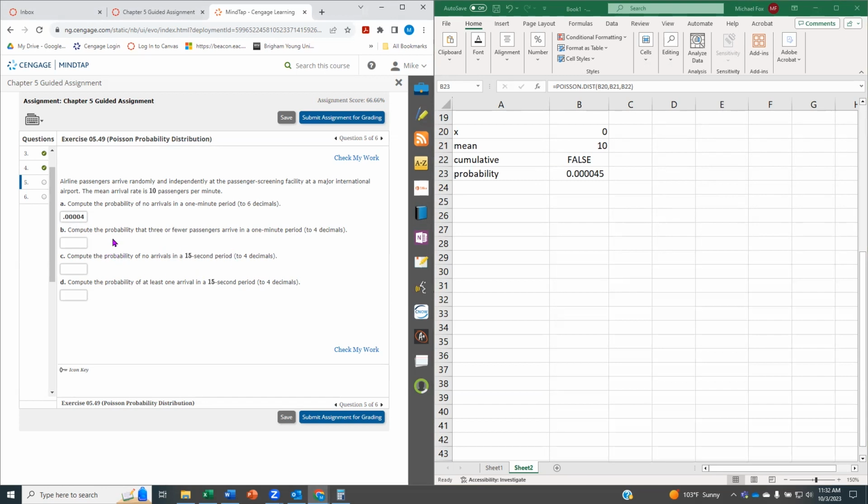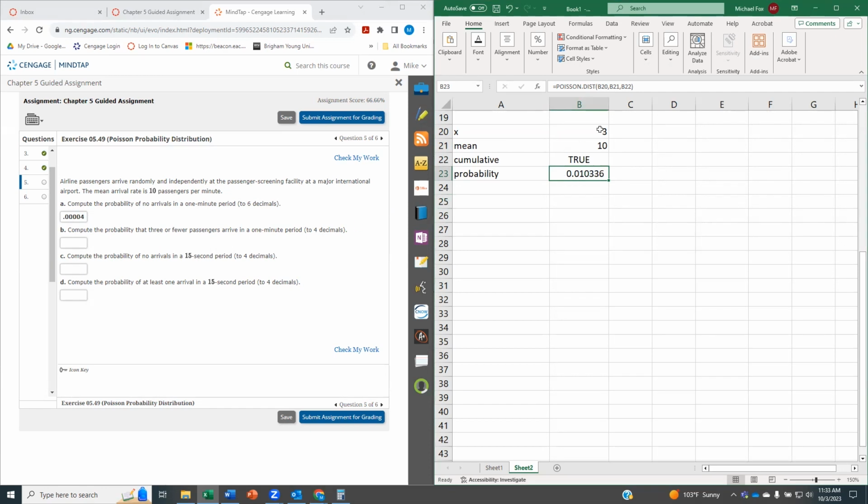All right, the second one, compute the probability that 3 or fewer passengers arrive in a 1-minute period. So now, since we've got a good calculator set up, all we have to do is change x to 3. But if we're on false, right now it's telling us exactly 3 passengers. So if we want 3 or fewer, we'll change that to true. And now that's going to give us the cumulative function, meaning not just looking at one given value of x, but at 3 or fewer, 3, 2, 1, or 0.